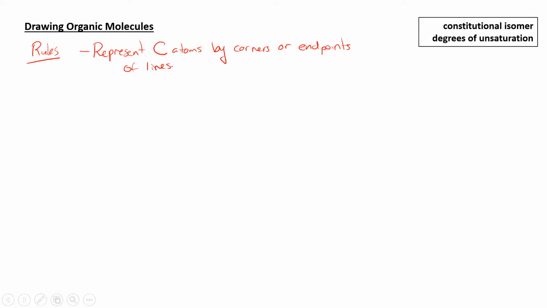Right? So if we draw a structure, I lost my marker, there we go. If we draw a structure, everywhere that my line changes direction or ends represents a carbon. Right? And so you can look at this structure that I've just drawn and figure out how many carbons are involved in that structure.